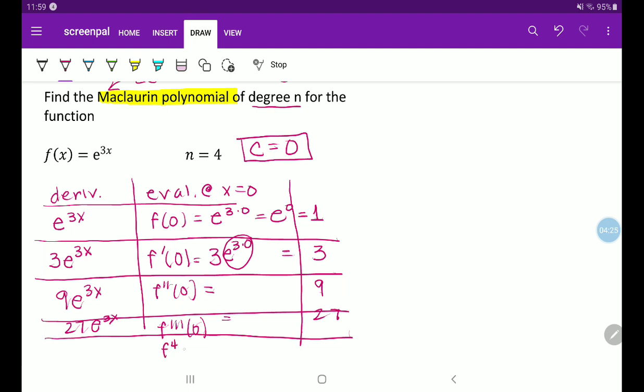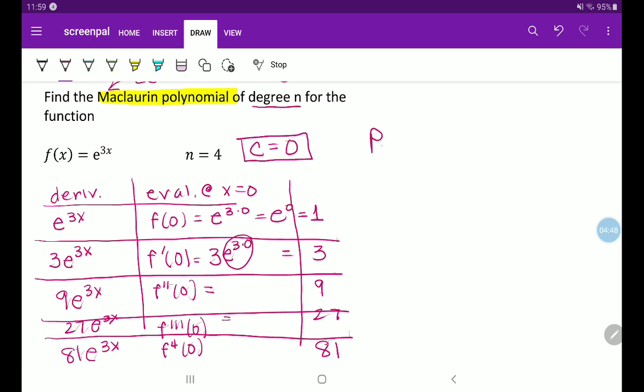And remember, we had to go to the fourth derivative. So now we're going to have 3 times that 27. Let me do that really quick. So 3 times 27 is my 81 e to the 3x. And so when I go to evaluate this, I get 81. All right, so now we're actually ready to make our polynomial.